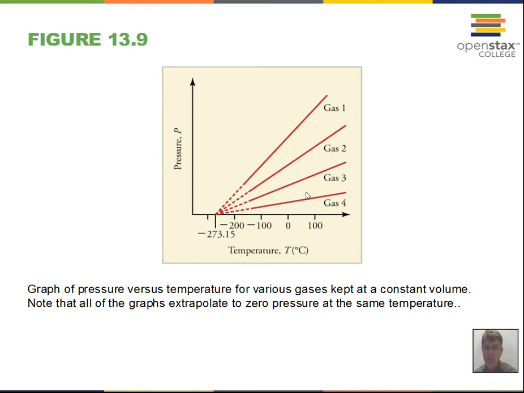And if we do this for different species of gas and extrapolate, the gases are going to become liquid back here where these dotted lines are. But while they're still gases, we get a straight line, and if we extrapolate back, they meet at a point of minus 273.15 on the Celsius scale, absolute zero. They would have zero pressure.